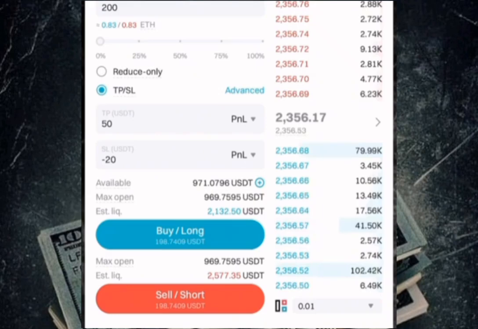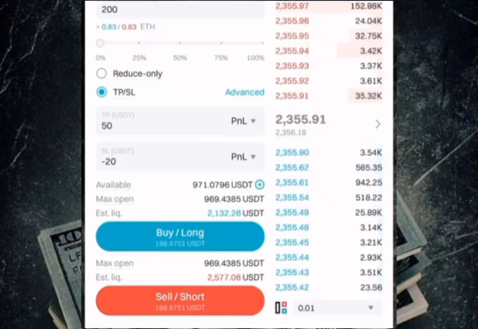That's if you don't set stop loss. So take note of that. If you don't set stop loss, that's when you lose all your money. So that's why it's good to set stop loss. Liquidation price only affects you if you don't set stop loss. So let me put that there right now.